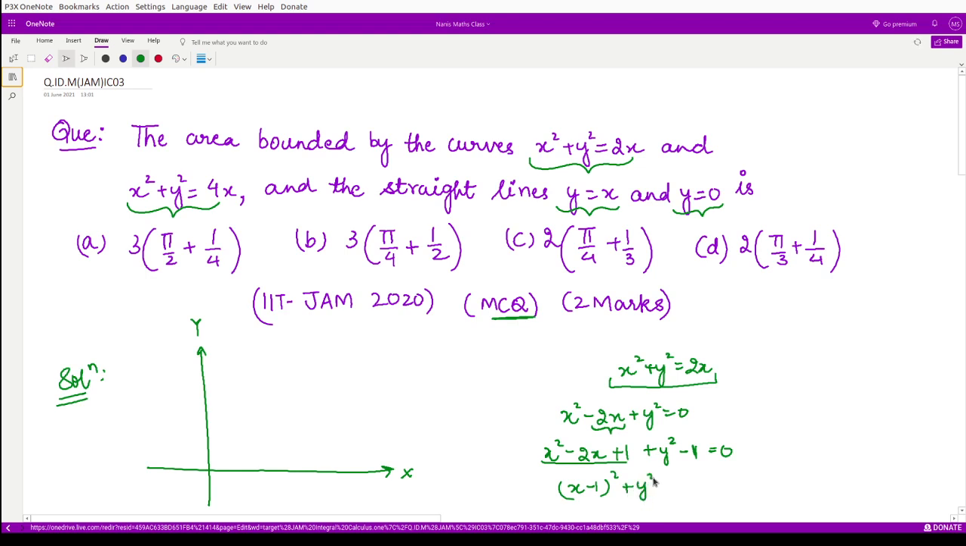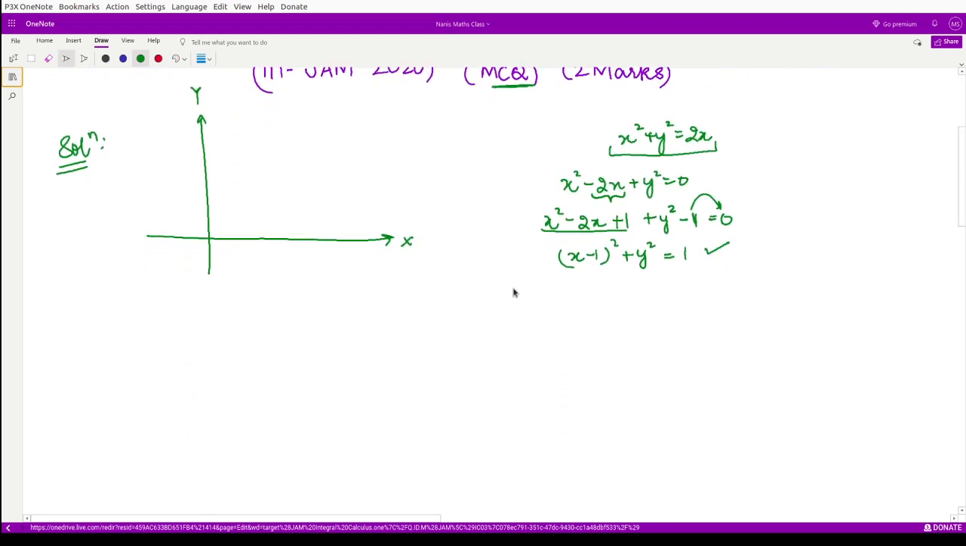We have plus y square and you can shift this minus 1 to the right hand side, so you have this equation. Now this is the equation of the circle where the center is obtained as the point 1, 0, because the general equation of circle is x minus a whole square plus y minus b whole square is equal to r square. So basically it has center as the point a, b and radius as r, right? So in this case we have center as the point 1, 0 and radius equal to 1, right?